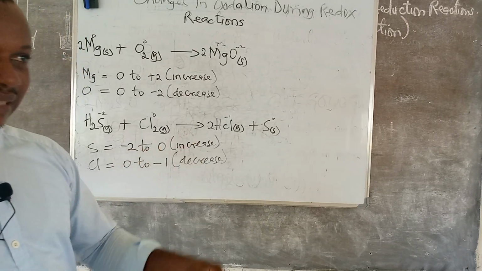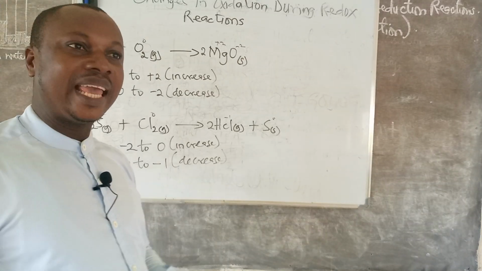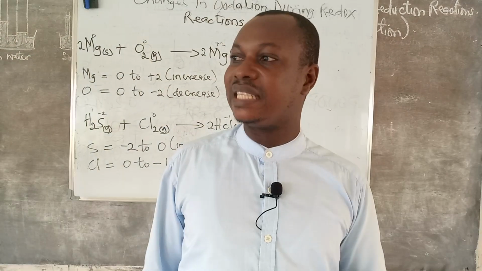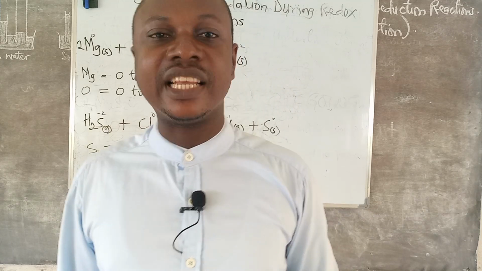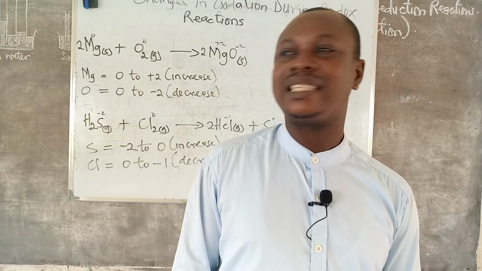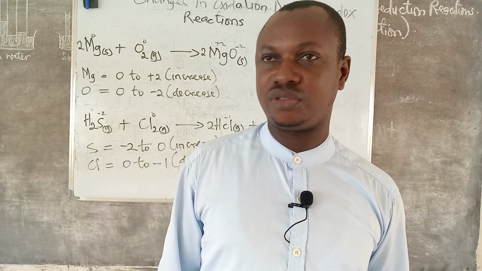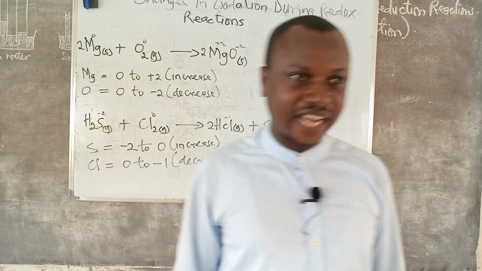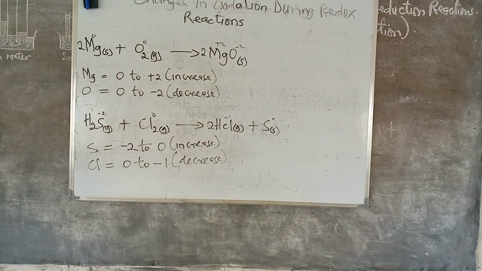So please don't forget that a substance is oxidized when it has lost electrons, and a substance is reduced when it has gained electrons. Let us quickly test for oxidizing and reducing agent.